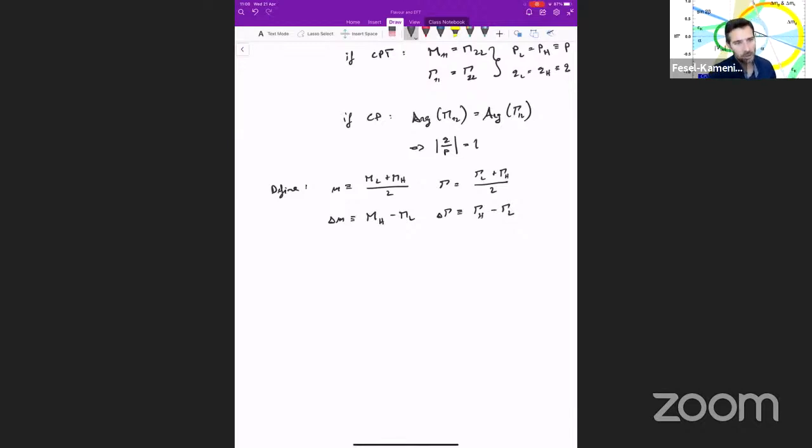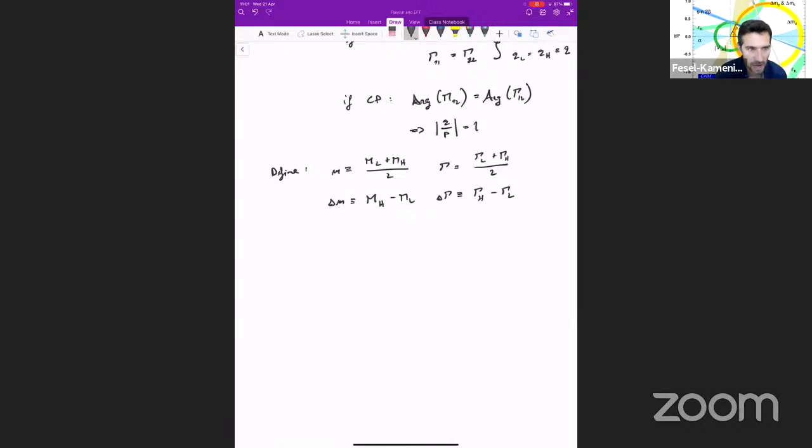Now, in the literature, you will also often find the definition of related quantities, for example, x and y. And for reference, what you often find as x is given by Delta m over Gamma, and y is typically defined as Delta Gamma over 2 Gamma, okay? And notice the importance that the sign of Delta Gamma is very much convention dependent, and one needs to be careful when comparing different papers, for example, which might use different conventions in the sign of Delta Gamma.